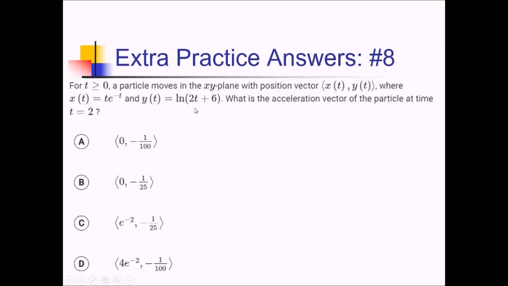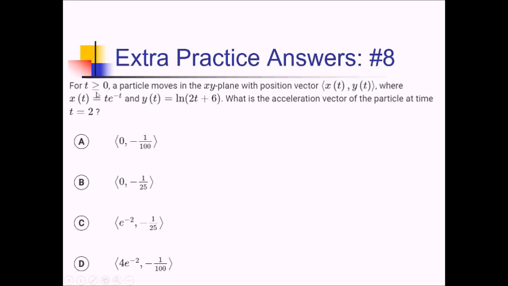For this problem, for time greater than or equal to 0, we have a particle moving in the xy plane, with position vector x of t, y of t, and those are both given here. We want the acceleration vector at time 2. So basically, we need to figure out x double prime and y double prime of t and plug 2 into those. And I don't have a calculator for this one, so I'm going to have to do this all by hand. Let's start with x prime and y prime of t.